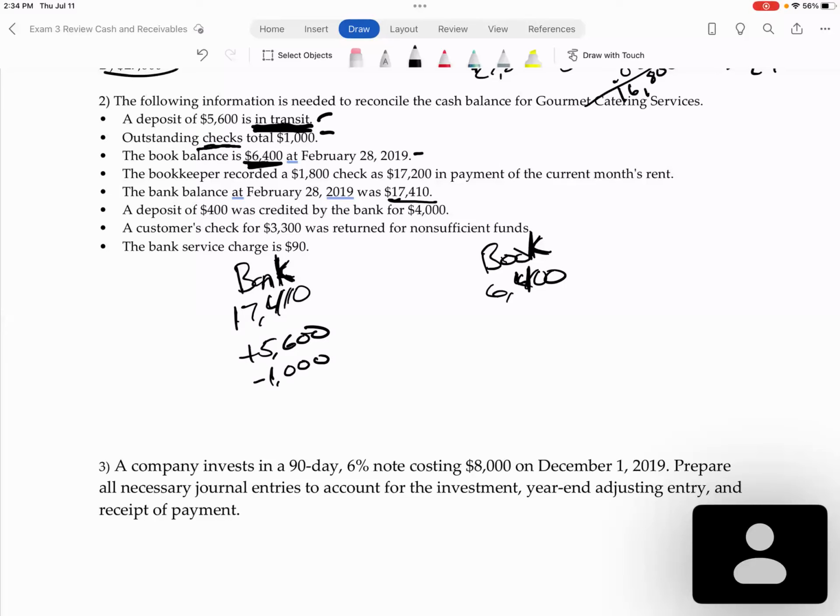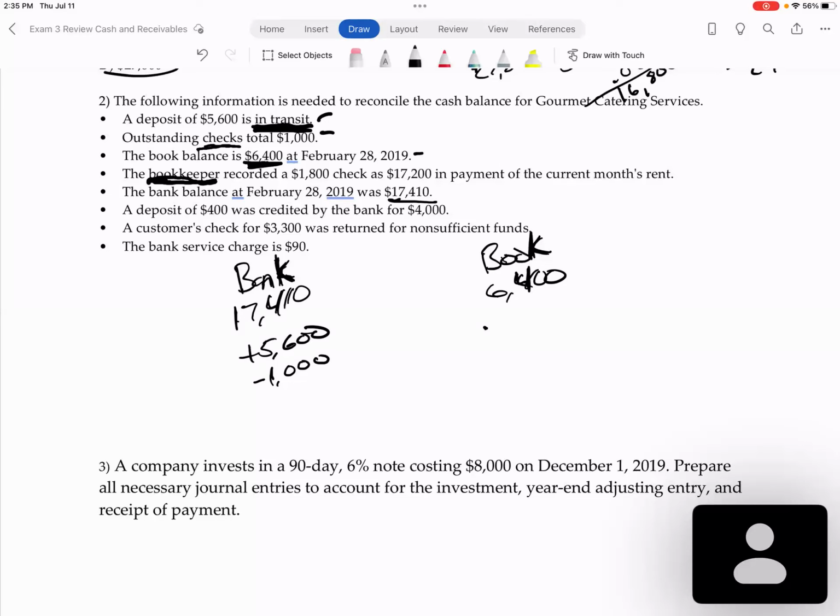$1,800 check as 17,200 in payment of the current month's rent. Okay, so who made the error? We made the error, right? The bookkeeper made the error. It's a huge error. I don't know how they made this mistake. But basically with errors, you have to make the adjustment to the one who made the mistake. So in this case, we're gonna make an adjustment over here to the book because that's where the mistake was made. So we recorded $1,800 check as 17,200.